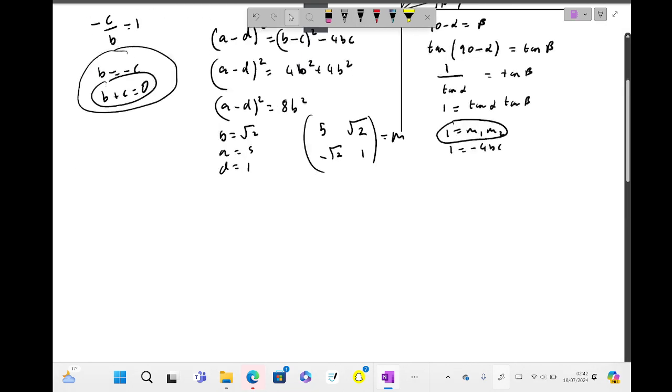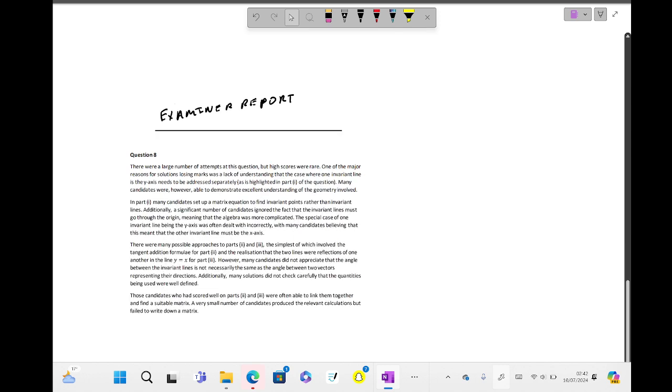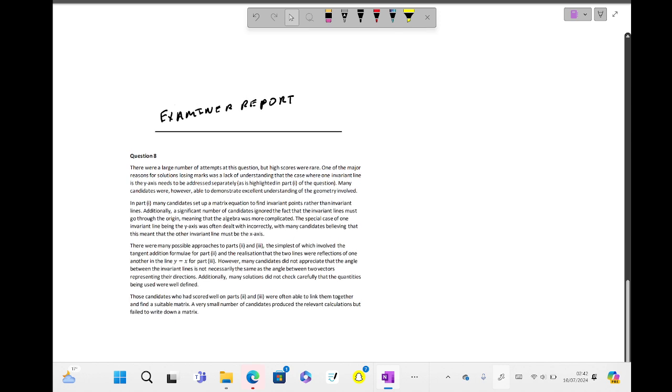Let's go over the exam report just to see what that is saying. Large number of attempts at this question, but high scores were rare. One of the major reasons for losing marks is a lack of understanding, where one invariant line is the y-axis and needs to be addressed separately. Okay, that's fair enough. That one did take me some time, at least when I first did it.